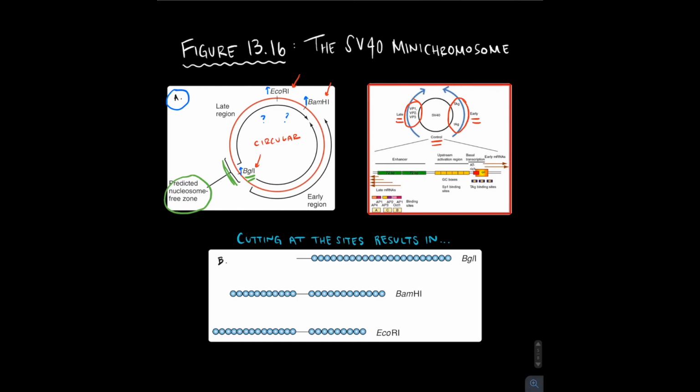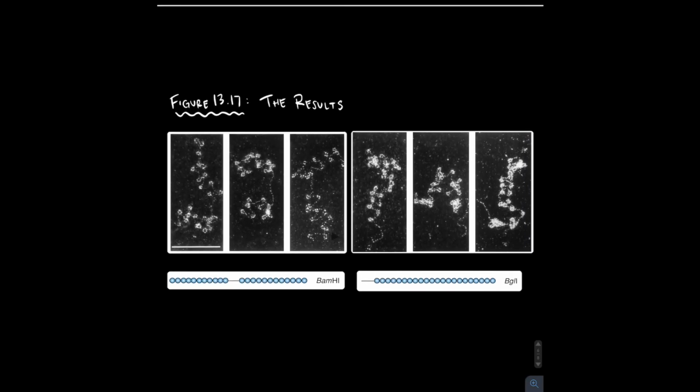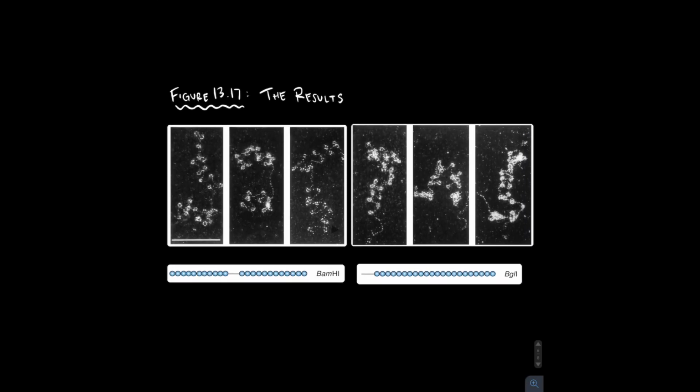Figure 13.16b shows what Yaniv expected the products of each restriction cut to be. If BglI cut within the nucleosome-free region as he expected, the result would be a long sequence of DNA bound by nucleosomes with a tail that had no nucleosomes associated with it at all. A cut with either BamHI or EcoRI, on the other hand, would result in a nucleosome-free region flanked by two regions of DNA bound by nucleosomes. And, as it turns out, this is exactly what Yaniv and his colleagues observed.